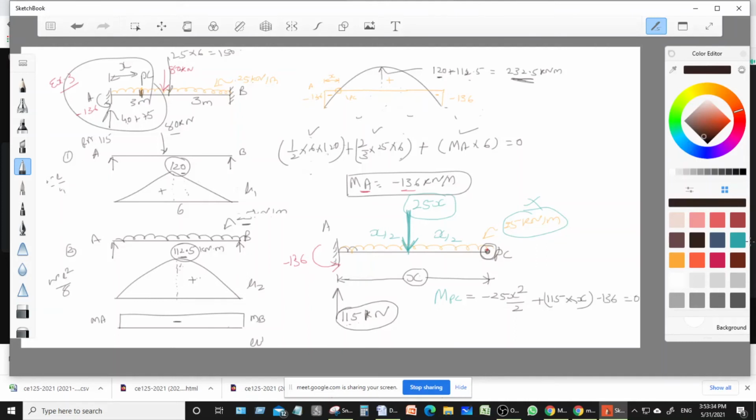So again you have a quadratic equation. You solve the equation and you will get the value of x. Here the value of x will be 1.394 meter when you solve by the quadratic equation. So it occurs at 1.394 meter from the A support.